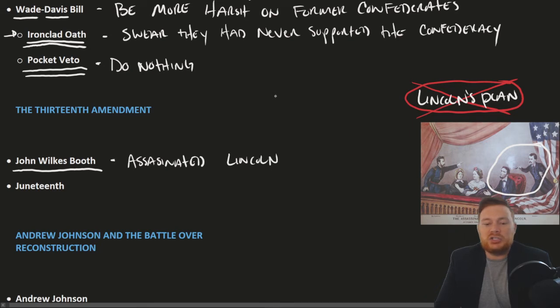And his assassination was important for a lot of reasons. One is just that he was the first president ever in American history to be assassinated. But more importantly for us is that it really throws the process of Reconstruction into sort of a question mark, right?